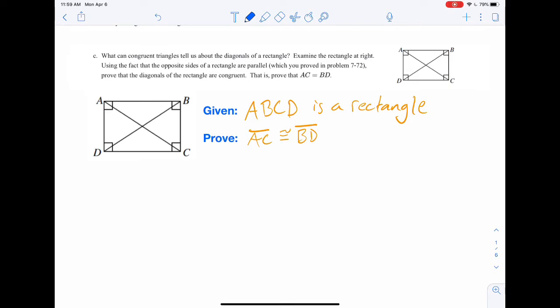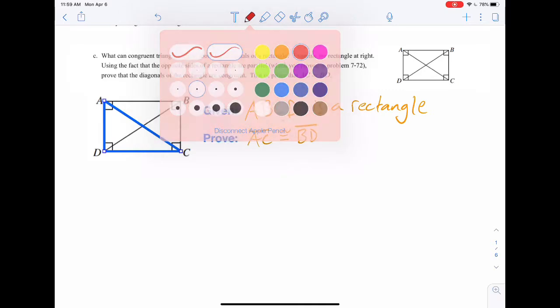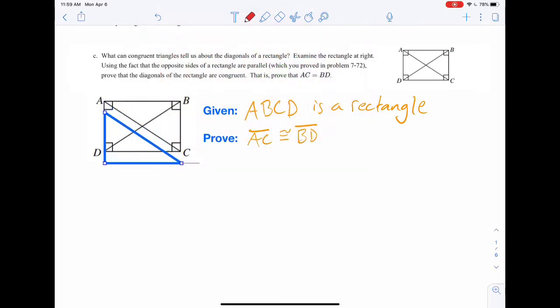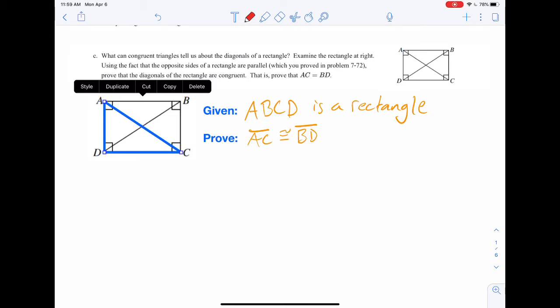So there are a number of triangles we can use in this problem, but some will require more work than others. So let's try to find two that require less work and still get the job done. So for segment AC, I would suggest using, for example, triangle ADC. And then for segment BD, let's use triangle. Let's see if I can do this over here.